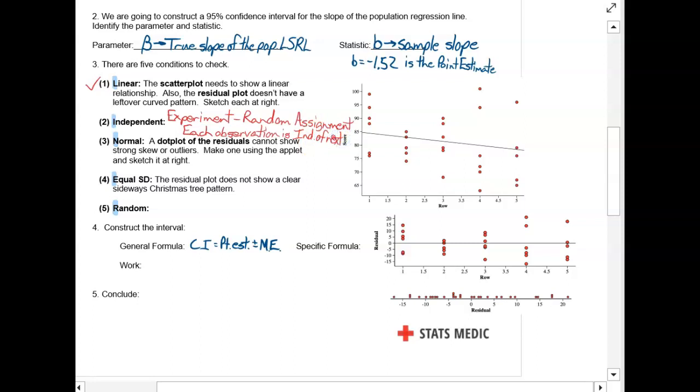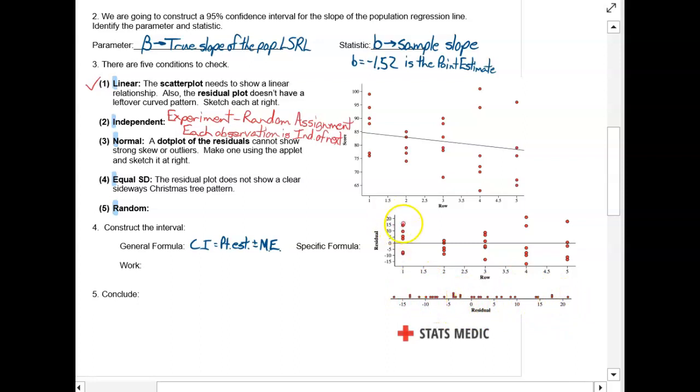So then this one is kind of a new one. This idea of, not the idea of normal, but how we're seeing it. What we're going to be looking at is the dot plot of the residuals. Now, we have the residual graph. But as we look at the different residuals down here, what we've done is we've made a dot plot of those values.